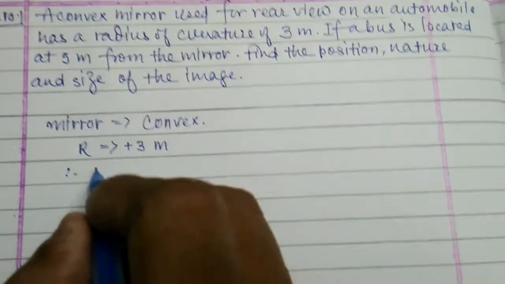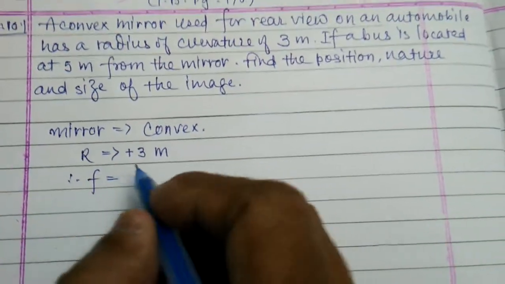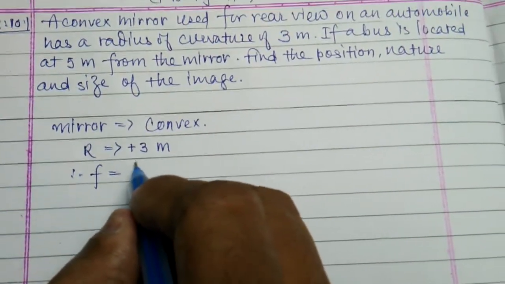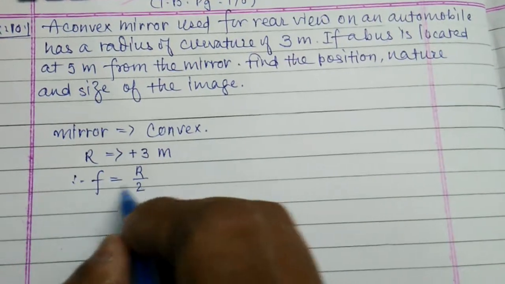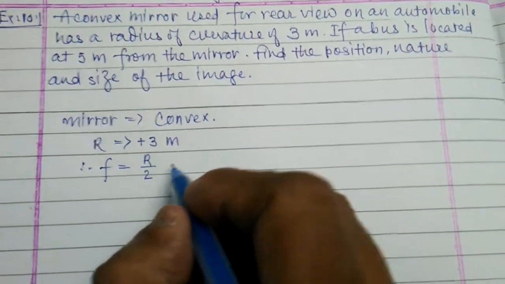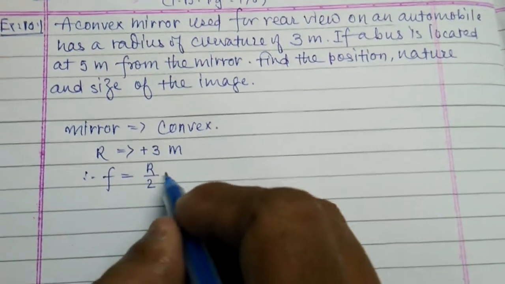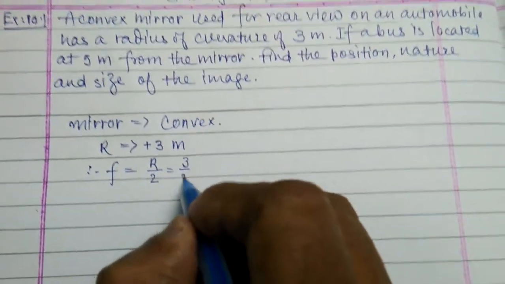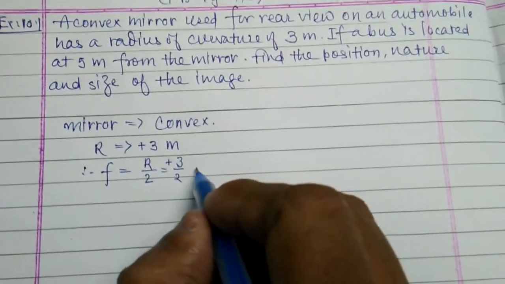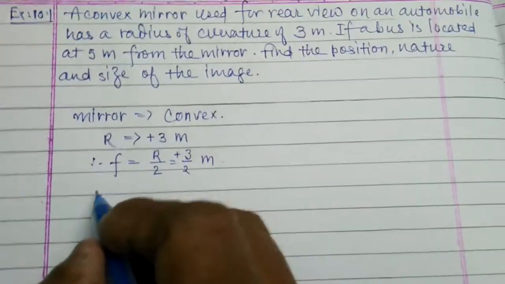So f is equal to R upon 2, because the radius of curvature and focal length relation is R upon 2. Focal length is half of the radius. So it is 3 upon 2, plus 3 upon 2 meter.